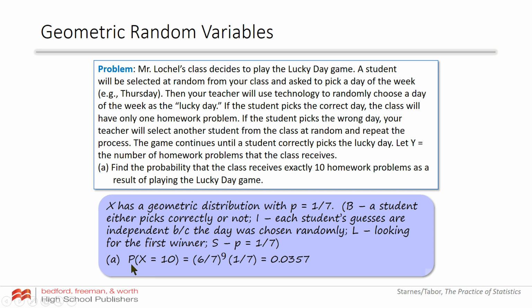So the probability that y is equal to 10 means we would have 9 people guess incorrectly, and then the 10th person guess correctly. So the probability of failure, which is 6 out of 7, to the 9th power, times 1 out of 7, which is the probability of success. So about a 3.5% chance of going through 10 people till we get a winner.